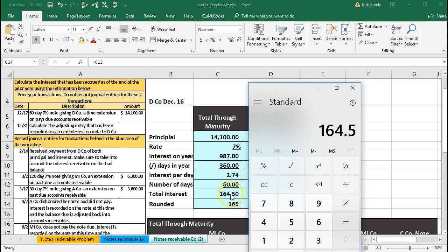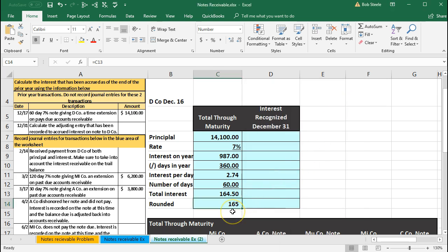That's going to be that 164. So we're really just using a ratio. To me, doing that ratio calculation isn't as intuitively easy to think about as breaking out the interest per day or per month and then multiplying times the number of months or days we are using. Now, that would be the interest for the entire year.